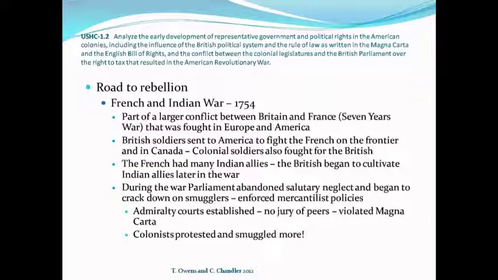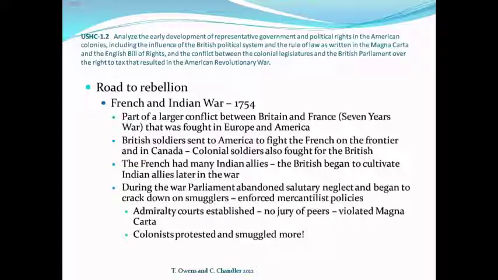It's going to cause Parliament to have to raise a lot of money, and so that's going to cause salutary neglect to come to an end, because they're going to have to start passing taxes on the colonies to make up some of that money. They're also going to cut down on smuggling because that's going to help bring in more money to England. And as a result of cutting down smuggling, they're going to start using admiralty courts, which is going to take away a jury of their peers, which is a direct violation of the Magna Carta.